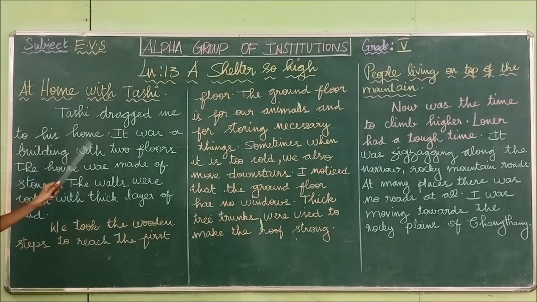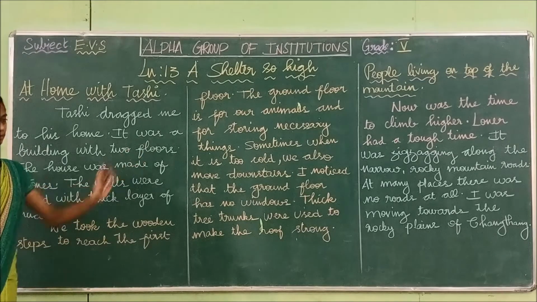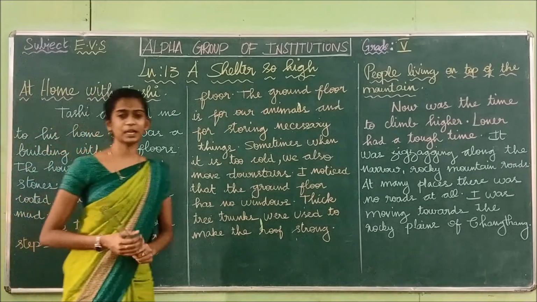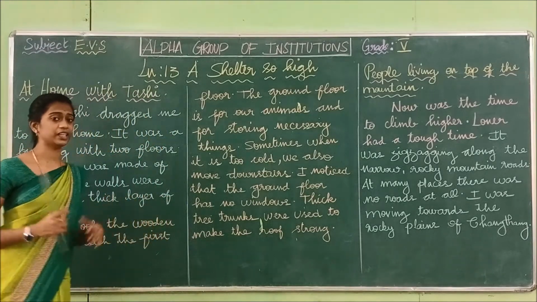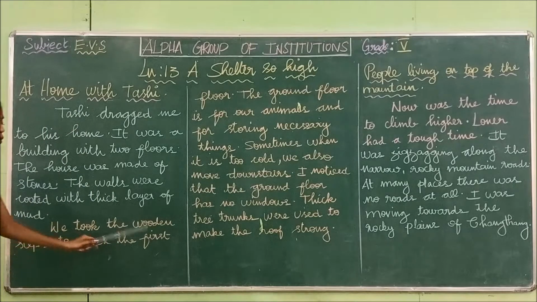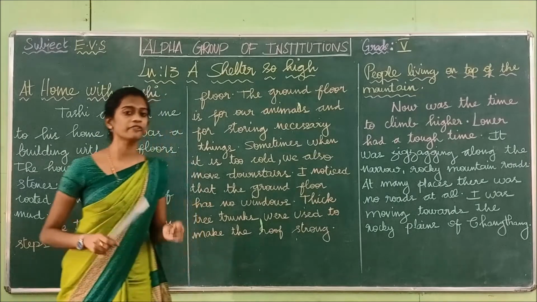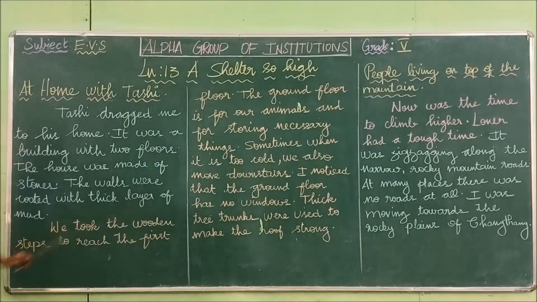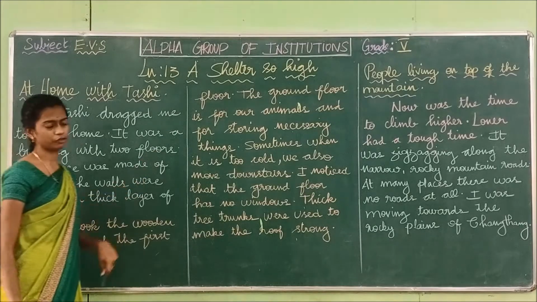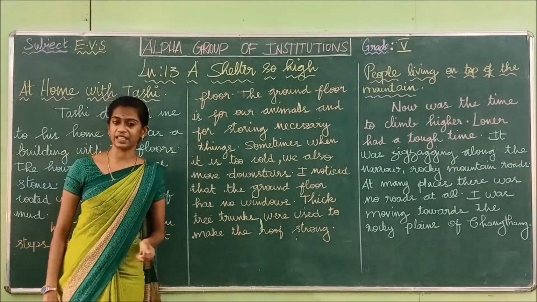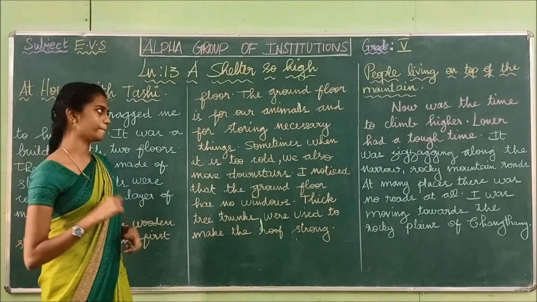Tashi dragged me to his home. It was a building with 2 floors. The house was made of stones. The walls were coated with thick layer of mud. We took the wooden steps to reach the first floor. So how have the steps been made? Yes, they were made of wood. Okay, so it is not made of cement or sand. It has been made of wood. So we took the wooden steps to reach the first floor. So where are they going first? Yes, they are going to the first floor of the building.